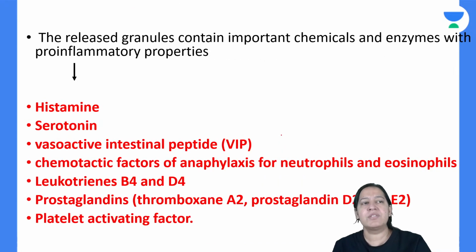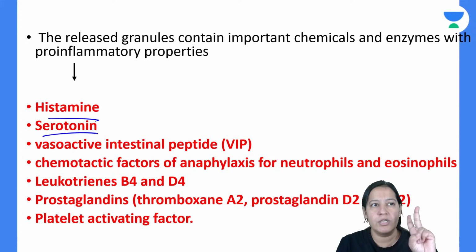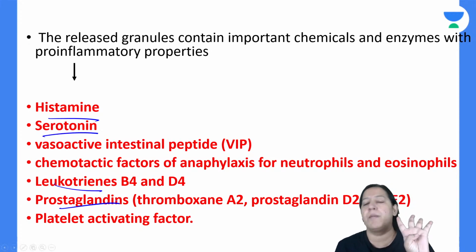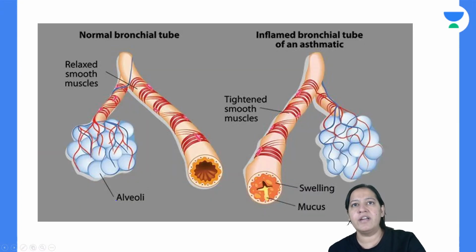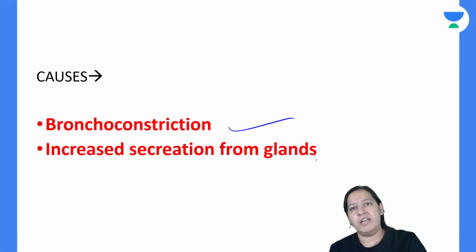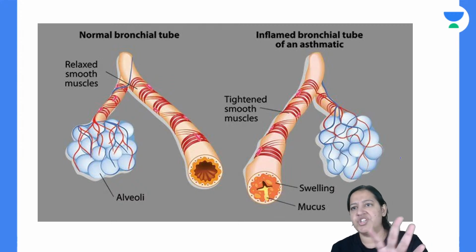Because of this degranulation, histamine, serotonin, leukotrienes and prostaglandins are coming out. They will cause the allergy. Have you got it? They will cause bronchoconstriction, increased secretion from the glands, and vasoconstriction. They will lead to the symptoms of allergy.